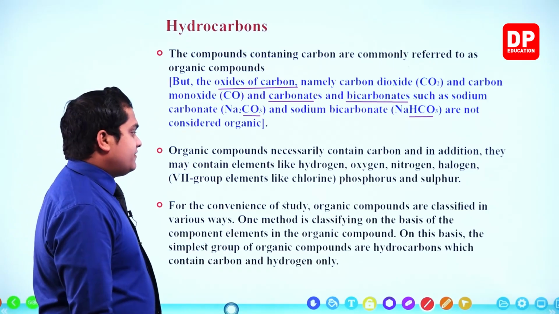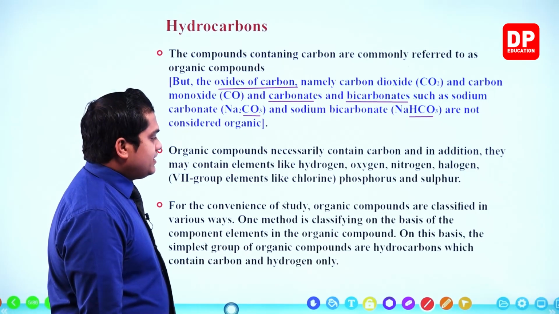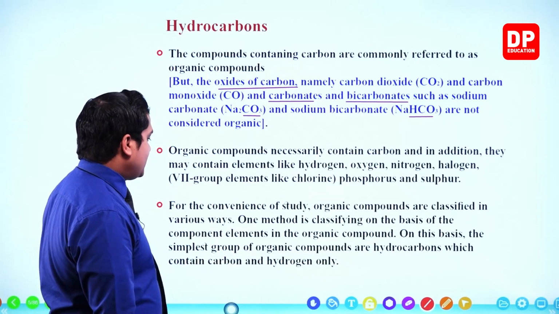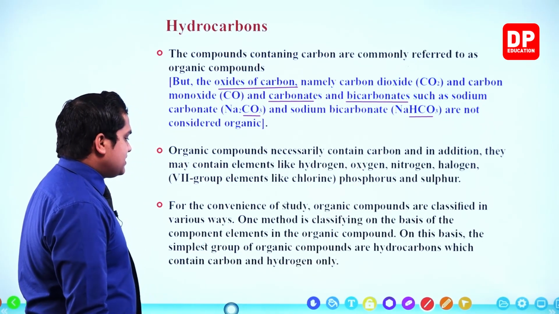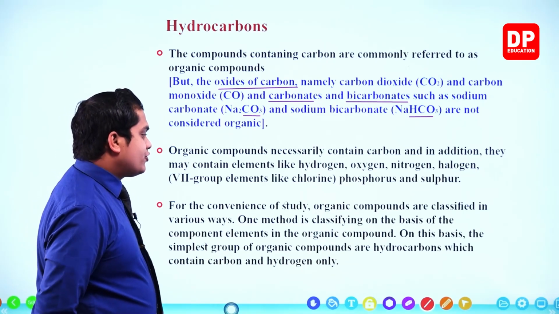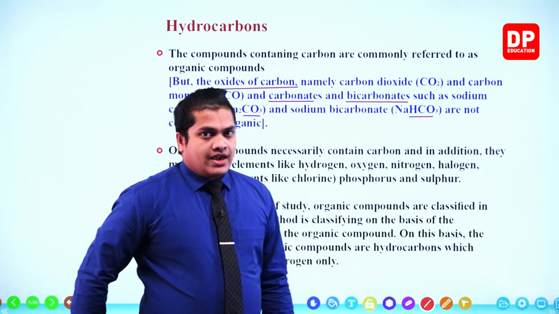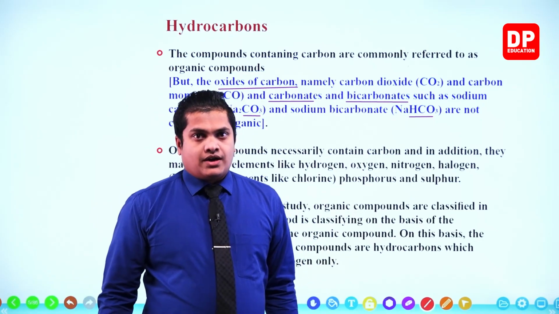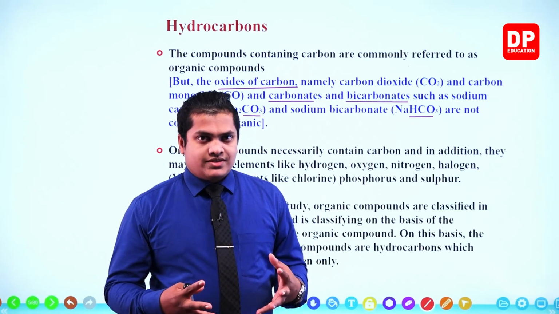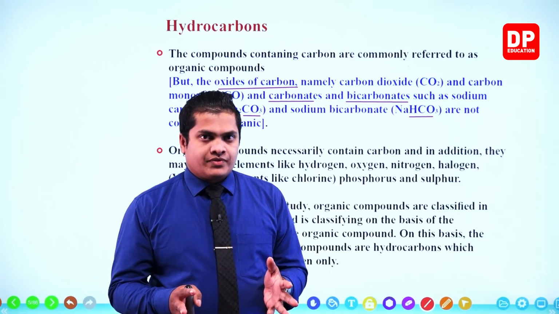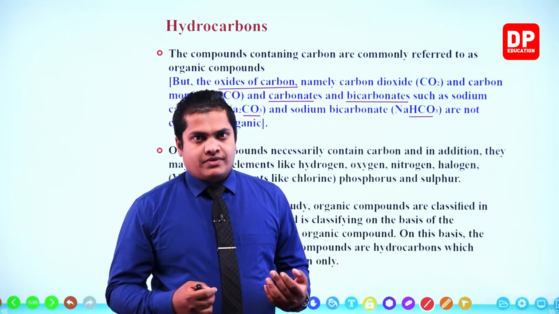For the convenience of study, organic compounds are classified in various ways. One method is classifying on the basis of the component elements in the organic compound. On this basis, the simplest group of organic compounds are hydrocarbons, which contain carbon and hydrogen only. Like I said when I was starting the lesson, can you remember? Hydrocarbons are the compounds that contain only carbon and hydrogen as their main constituent elements, my dear children.